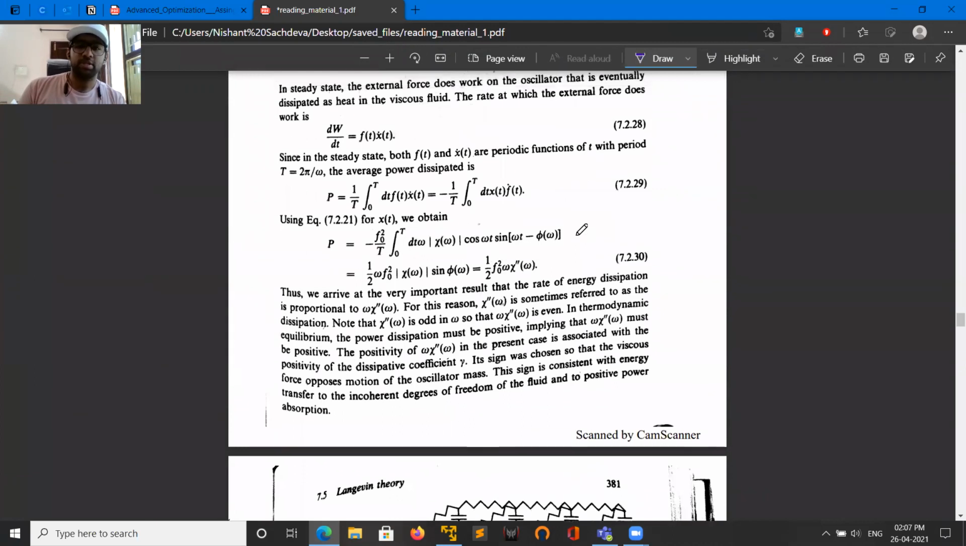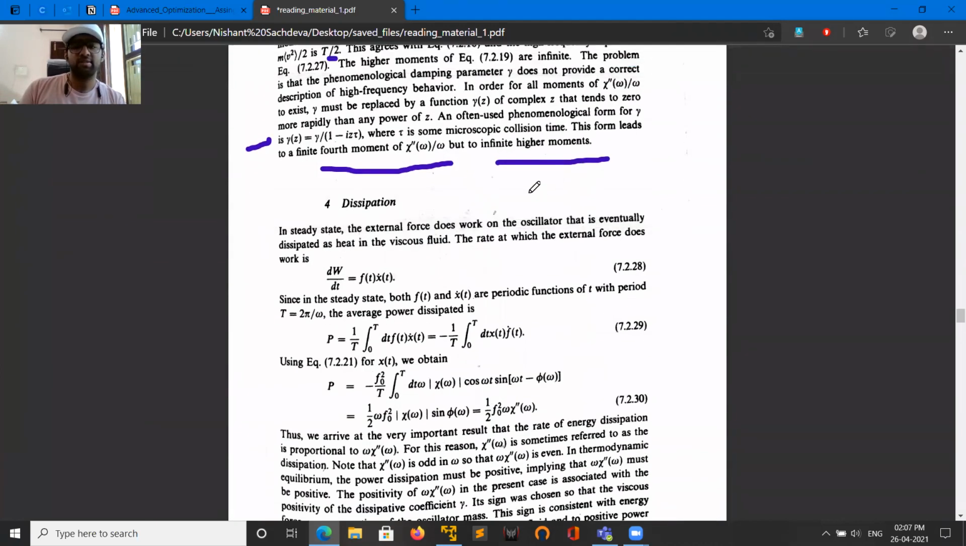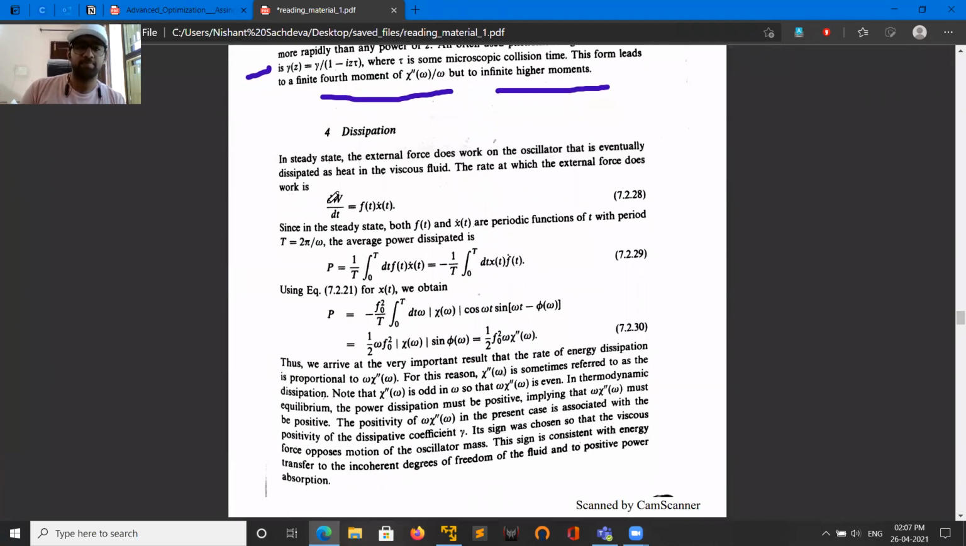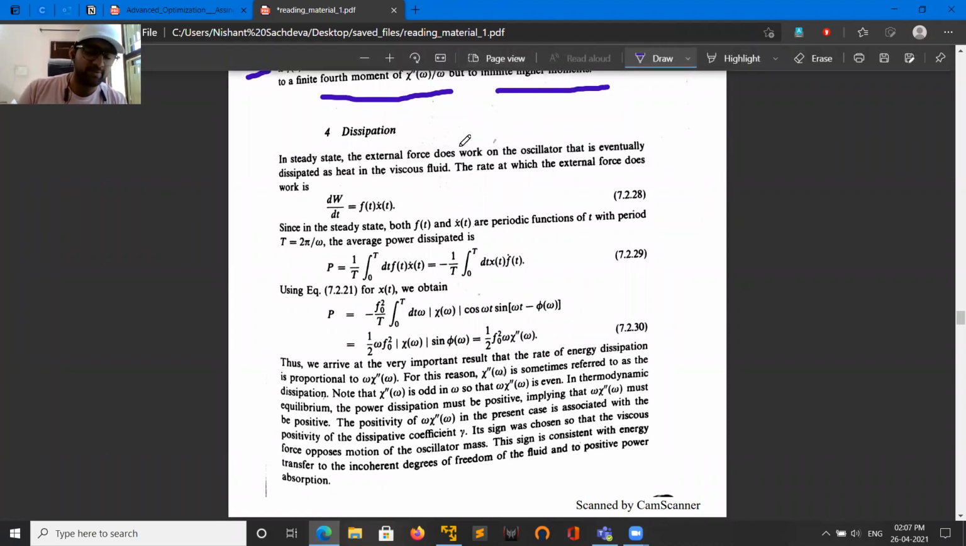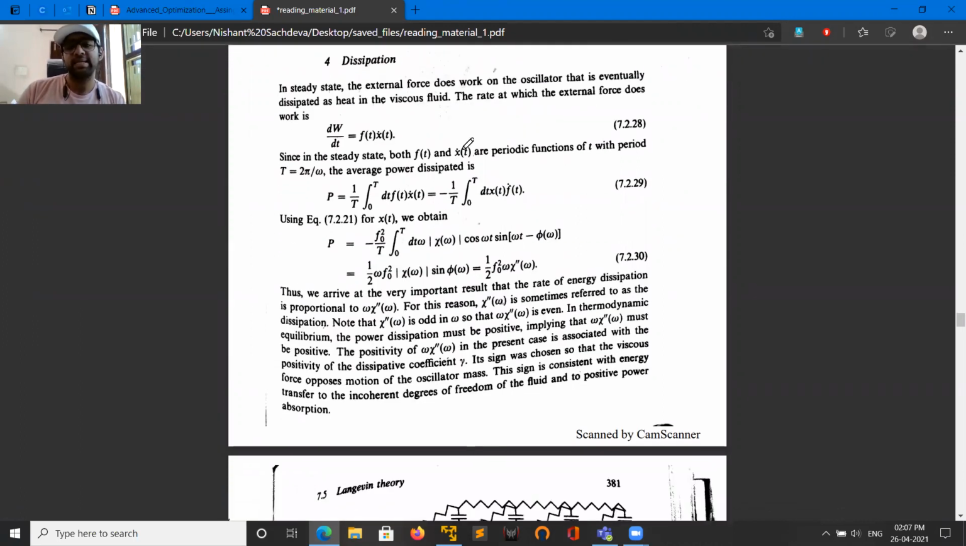I'm sorry. The rate at which the force does its work is f(t) times x dot of t. This is basically the velocity, but it's varying with time, so we say x dot of t. Now, since in the steady state both f(t) and x dot of t are periodic functions of t, with period T equal to 2 pi by omega, the average power dissipated is an integral over time T dt of f(t) into x dot of t.